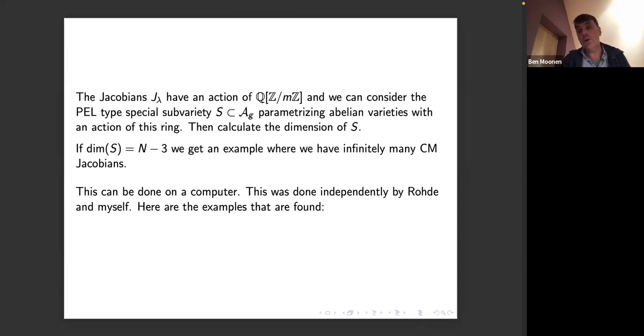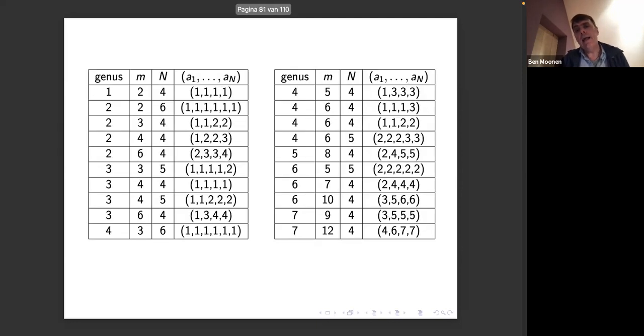And in principle, you can do such things on a computer. You can just search for examples, which was done at some point by a German mathematician, Rohde, and I at some point also did this. And that will produce at the end of the day a list of such examples, in genus up to 7. I mean, it's just to indicate that we have a table. And then after this, the computer will not find anything anymore and you start suspecting that there are no more.